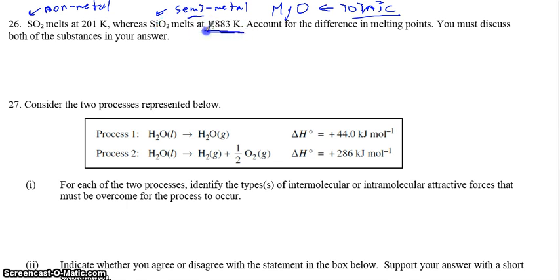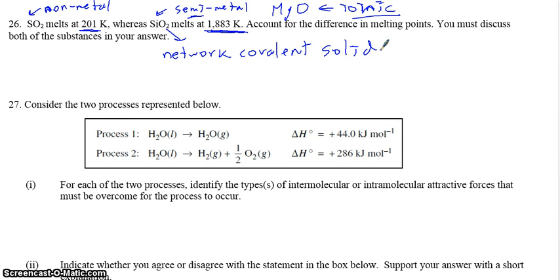Now notice the boiling points, 1800 versus 201. SO2 is actually a gas. This is below the freezing point of water, 273, which means it's a gas at room temperature. SiO2 has a drastically higher boiling point, so it can't be due to intermolecular forces. You can't say that the intermolecular forces of SiO2 are stronger. You will not get a number this high for a molecule. This is actually not a molecule. It's a network covalent solid. We talked about these briefly in Chapter 9, so take a look at Chapter 9 and the notes.